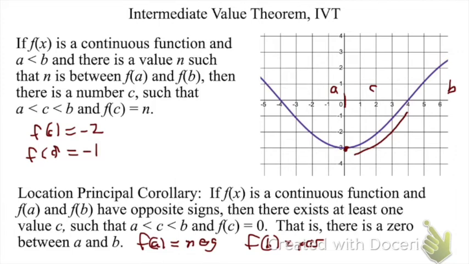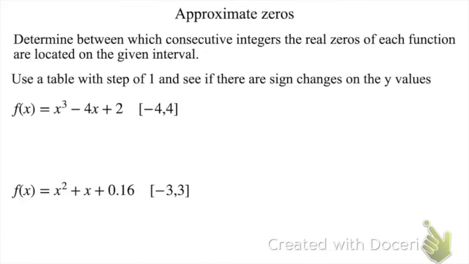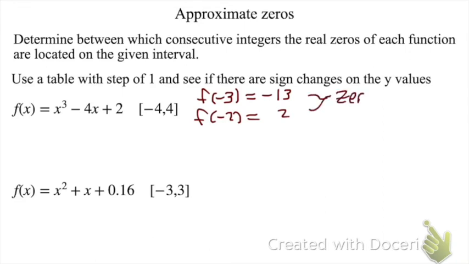So the IVT. Using that corollary, it says determine between which consecutive integers the real zeros of each function are located on these intervals. So we're going to use a table on your calculator, use a step of 1, and we see if there are sign changes. So again, when you pull your tables up, give me some of the numbers. So f of -3, if you do it on a table, goes to -13. And when you do f of -2 on the table, you will see it goes to 2. We had a sign change. There is a 0 between -3 and -2. Somewhere between those two, we cross the x-axis.